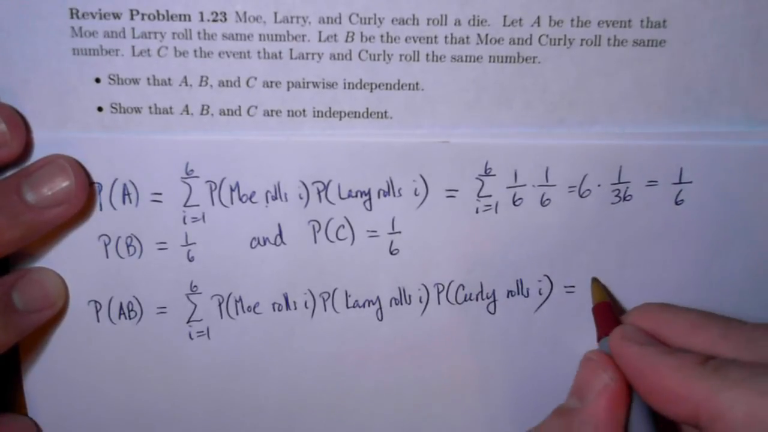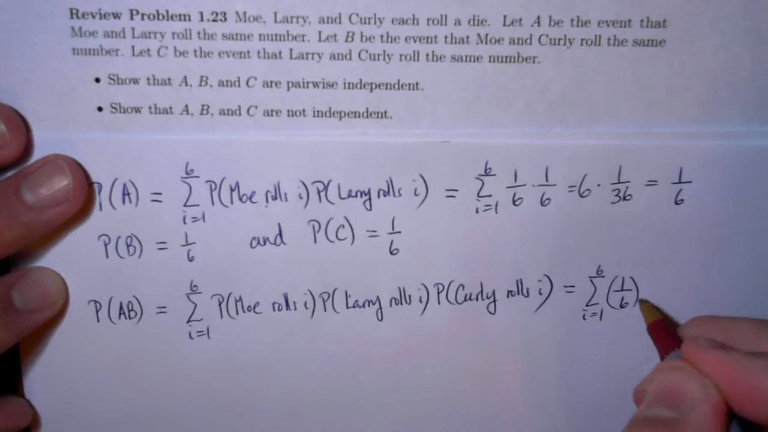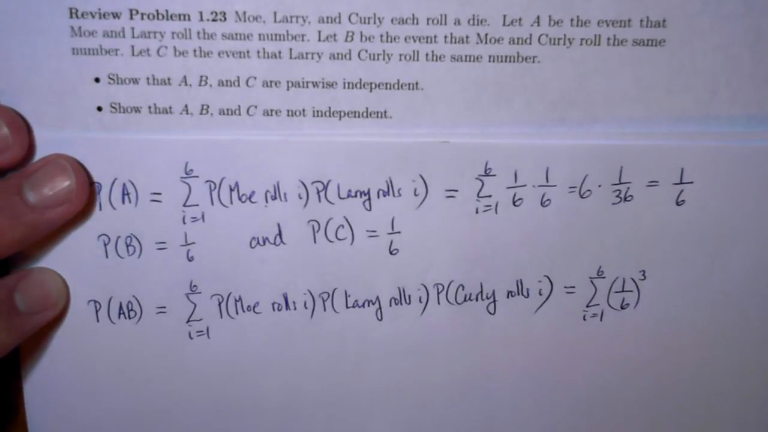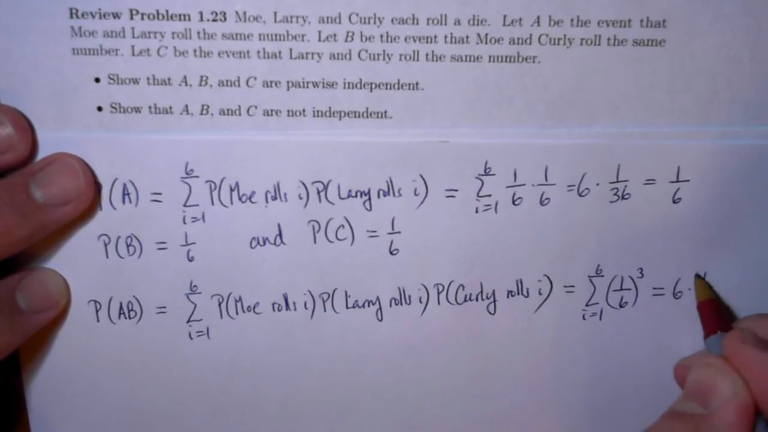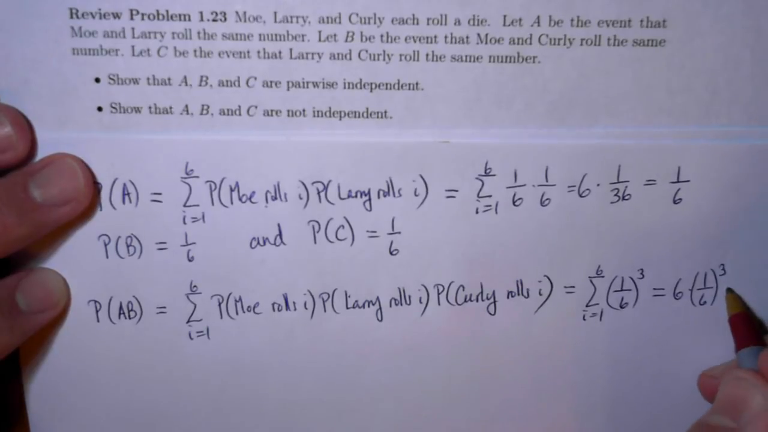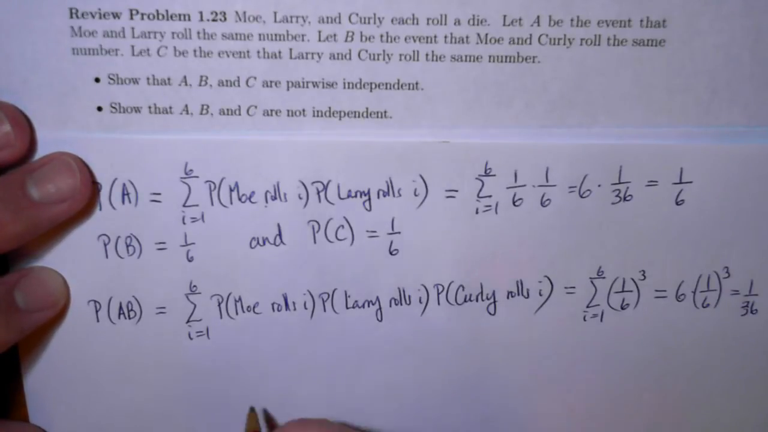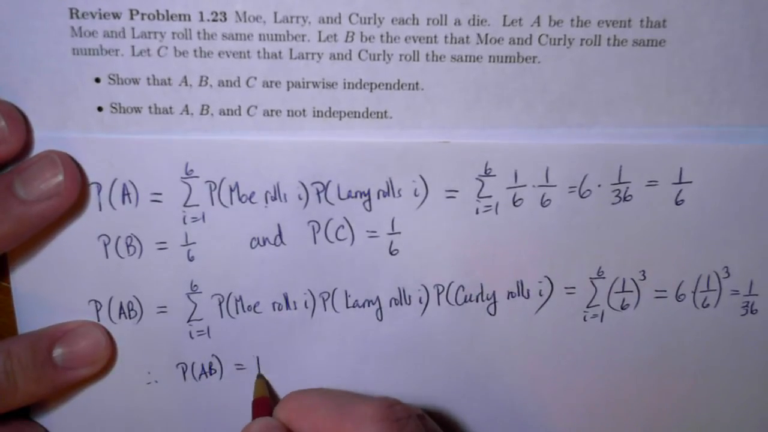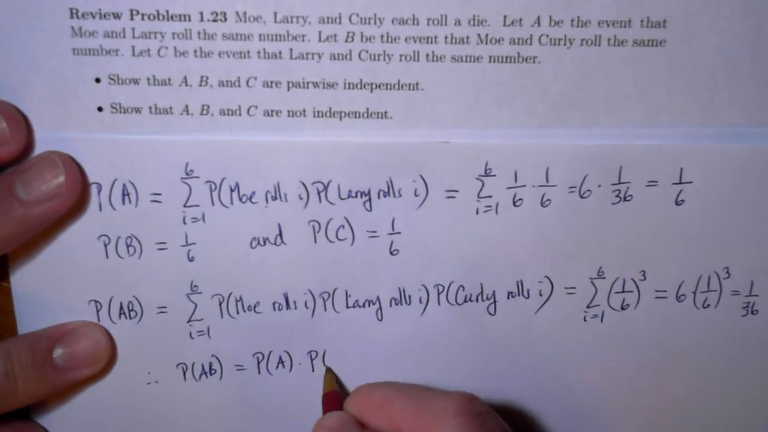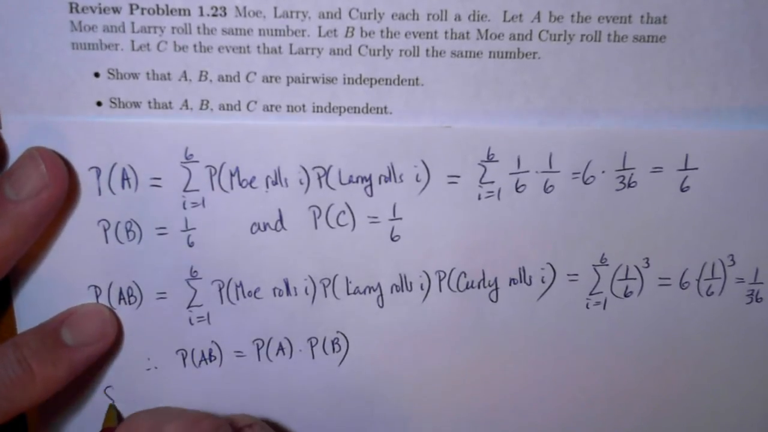And by the same logic as we did over here, that's a summation i equals 1 to 6 of 1 over 6 to the third, 1 over 6 times 1 over 6 times 1 over 6. So that's 6 times 1 over 6 to the third, which is 1 out of 36. Now, very conveniently, we see that the probability of A and B is the same thing as the probability of A times the probability of B. And so therefore, A and B are independent.